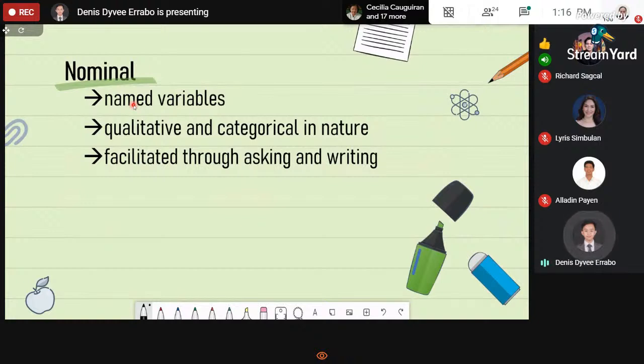This named variable typically is a description of the phenomenon. So it's qualitative because it utilizes letters, phrases, and clauses, and it's highly categorical in nature. It lies at the core of storytelling, anecdotes, shared experiences, and sometimes it could also be culturally embedded. Nominal data can be facilitated through asking and writing.